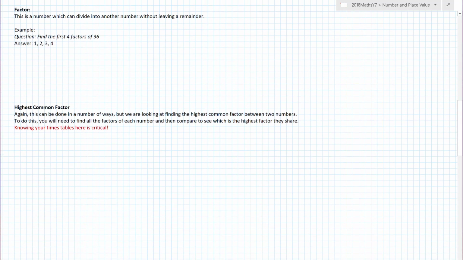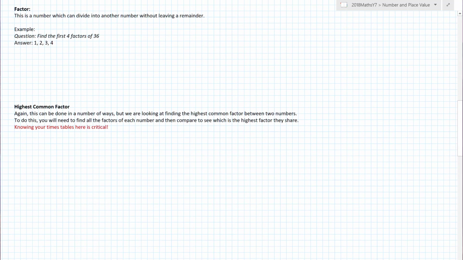Now, a factor is a number which can divide into another number without leaving a remainder. All right, so we know, because we talk about prime numbers and composite numbers, coming to those in a moment, that prime numbers only have 2 factors, one and itself. Composite numbers have 3 or more factors. But if we're looking for factors of 36, we are looking for all the numbers that will divide into 36 a whole number of times.